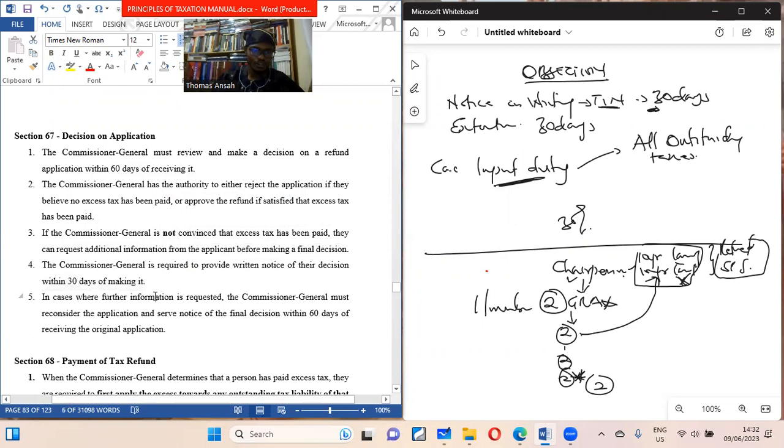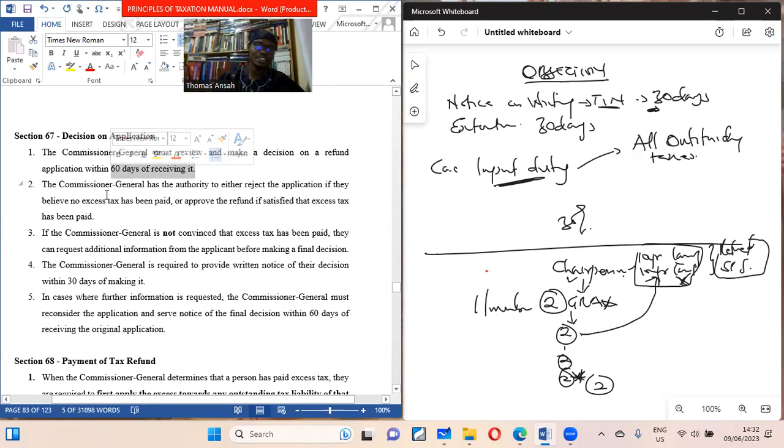Now, it says that in the case where further information is requested, the Commissioner General must reconsider the application and serve a notice of his final decision within 60 days of the receipt of the original. So these 60 days. So you cannot say you wanted additional information and therefore the time is being extended.